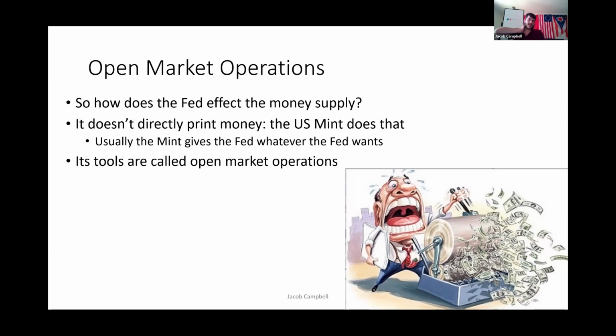No, the main way the Fed is going to affect the money supply is by affecting the money multiplier, by affecting the rate at which banks loan out money. And it's going to use what's called open market operations to do that, which is why the Open Market Committee matters.